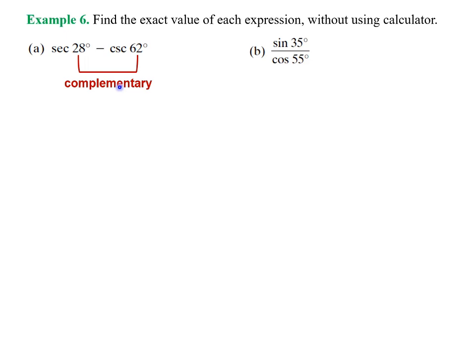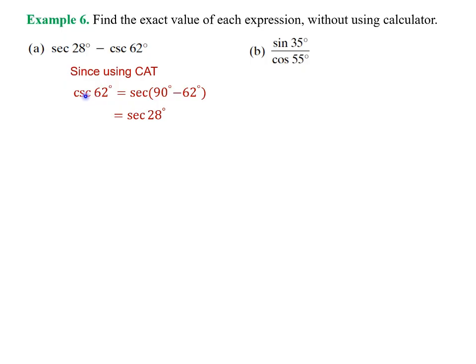So how do we use the CAT in this kind of expression? What you're going to do is select one function, for example cosecant 62 degrees. Using CAT, cosecant 62 degrees, you know that the cofunction of cosecant is secant. And to find the complementary angle for 62, subtract 62 from 90 degrees. So 90 minus 62, you will get 28 degrees.